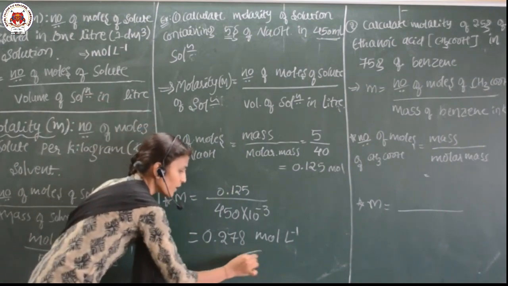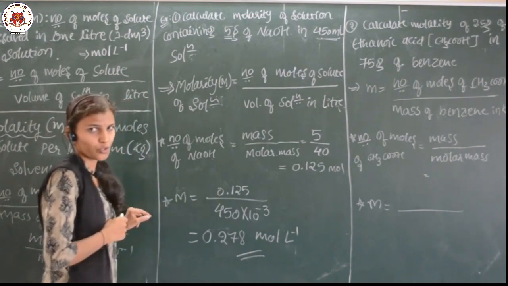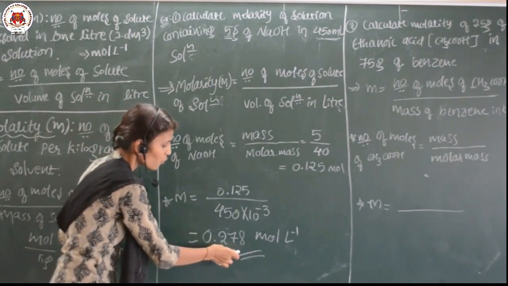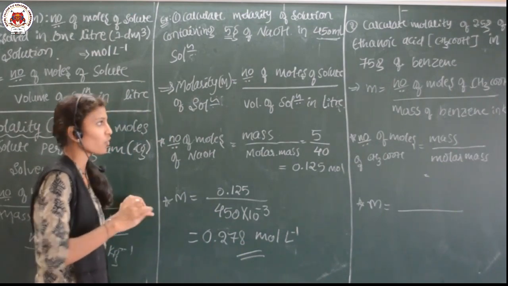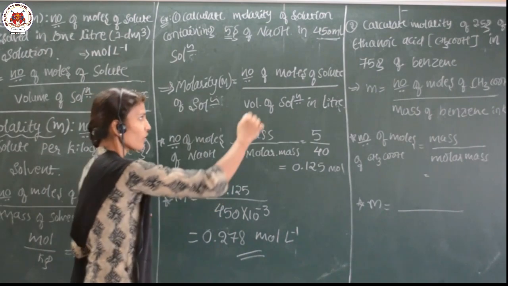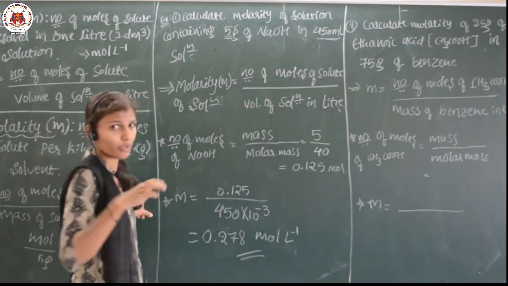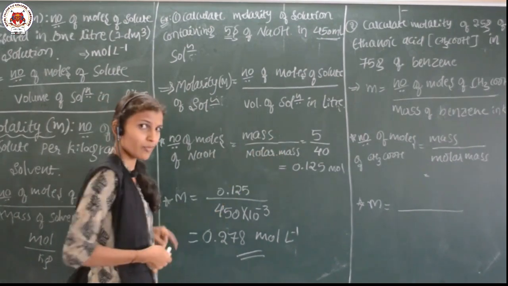So here it is the answer: the molarity of the solution is 0.278 mole per liter. I hope you understood. Simple. You apply the molarity formula, and the number of moles of solute you have to calculate. How is it calculated? By taking mass divided by molar mass.